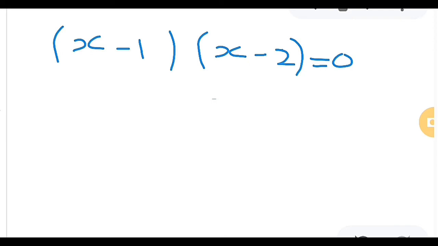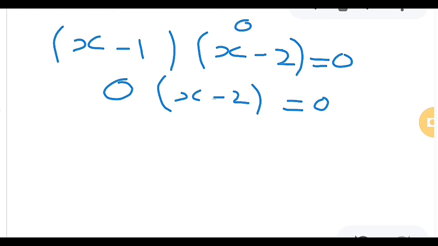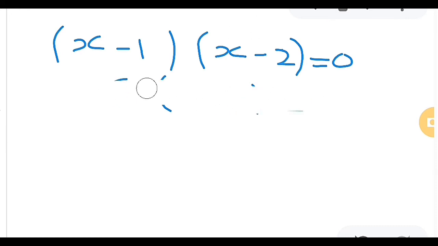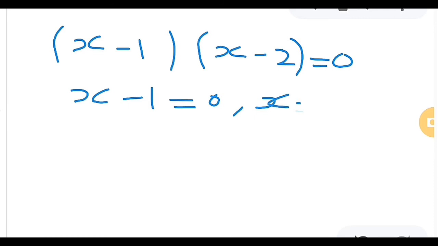or x minus 2 is 0, because if we make this 0, then we multiply with x minus 2, we shall get 0. Or if we make this 0, then if we multiply 0 with x minus 1, we shall still get 0. So that is the meaning of those 2 brackets. Or all of them can also be 0. So we can say x minus 1 equals 0, or x minus 2 equals 0. Making x the subject, we shall have x equals 1 or x equals 2.